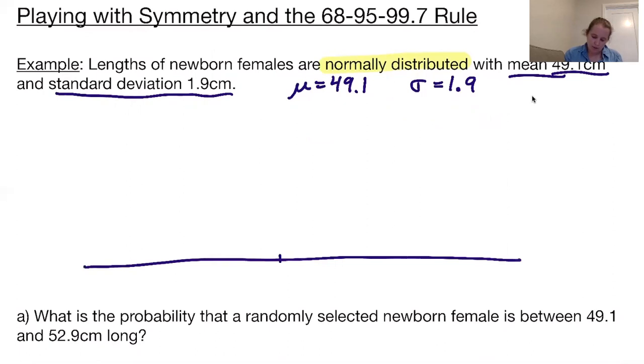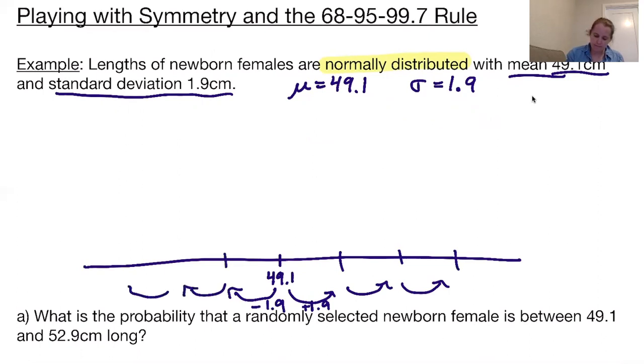So we have our mean in the middle, 49.1. We go up by our standard deviations. Down by our standard deviation. So these were at 51.0 going up, 52.9, and 54.8. Going down, we have 47.2, 45.3, and 43.4.